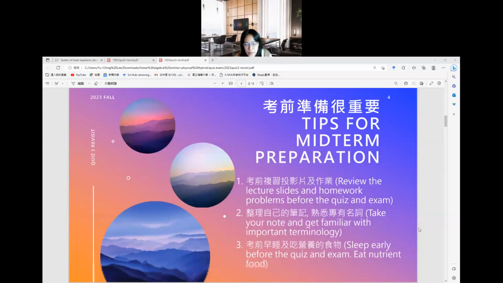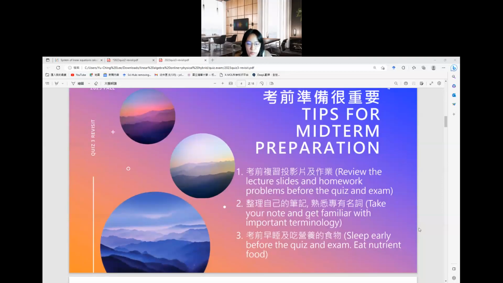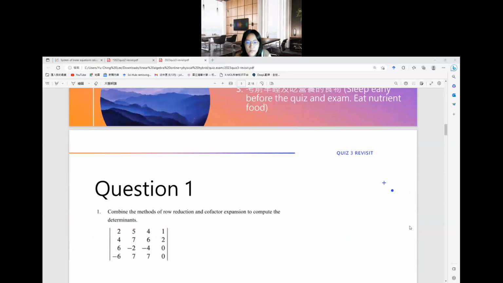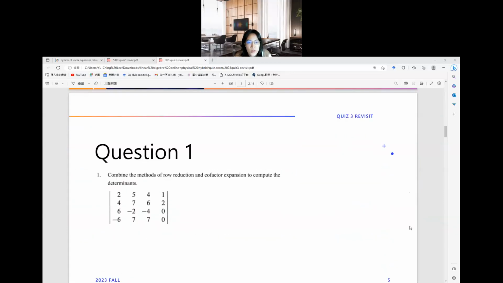And the third tip is to make sure to sleep early before the midterm exam, and also eat nutritious food such as fish. It's important because in the process of taking the exam, you need to make sure you stay focused, otherwise you may make small mistakes, and that will cause a few unnecessary losses of points.